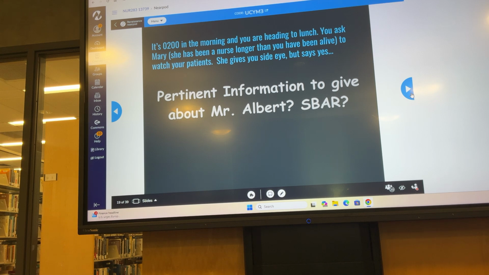So again, be thinking about pertinent information. You do not need to sit and give her a head to toe. She's gonna walk away. She's gonna be like, I don't have time for this. But you need to share pertinent information. If you walk away and he were to code, she needs to know his code status. Okay, super, super important, okay?